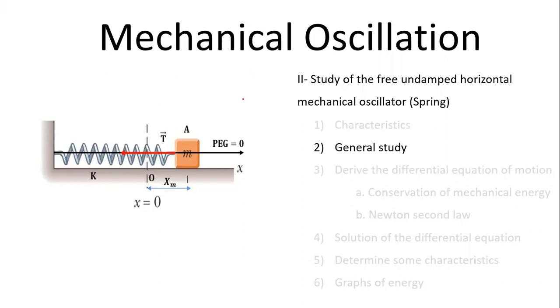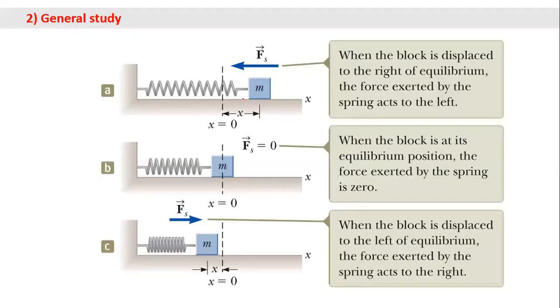General study of the mechanical oscillation. So we'll talk now only qualitatively here about what's happening to the object when it's moving with oscillation motion. So let's suppose we have a horizontal spring pendulum, and then we have oscillation of this pendulum.